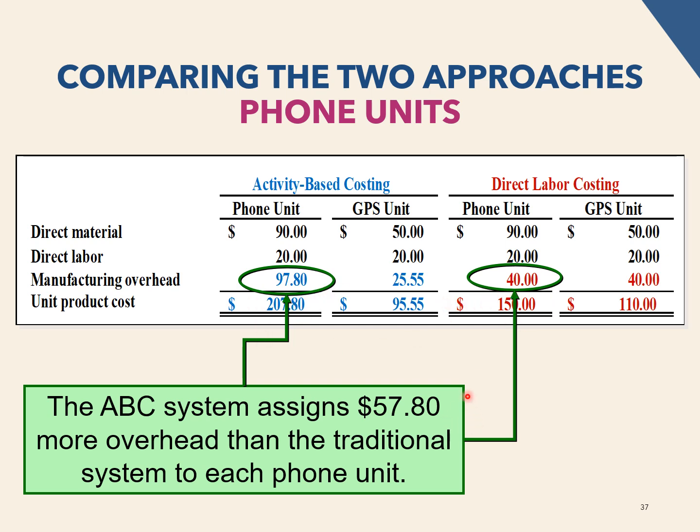In the past, the company has been charging 40 in overhead cost to a unit of either product here, 40 and 40. However, it should have been charging 97.8 for each phone and only 25.55 to each GPS. Thus, unit costs have been badly distorted because of the use of direct labor hours as the allocation base here and here.